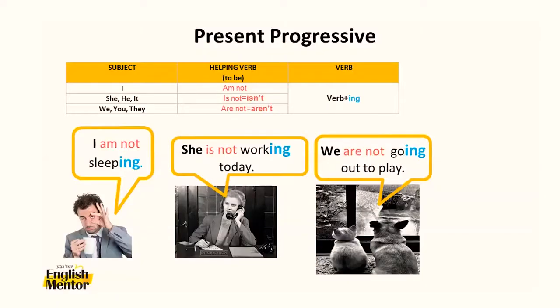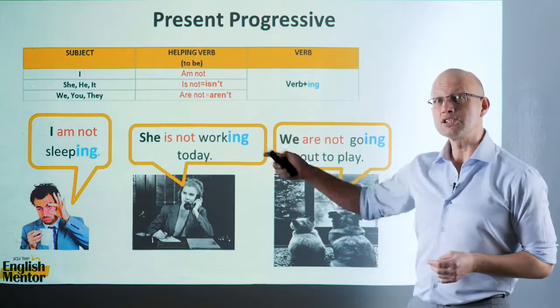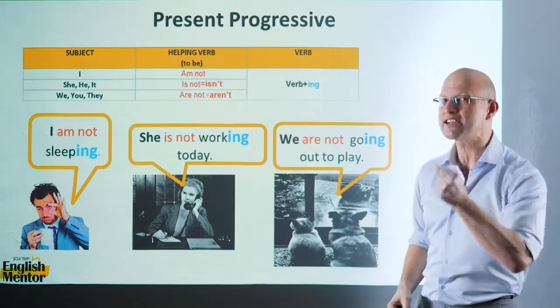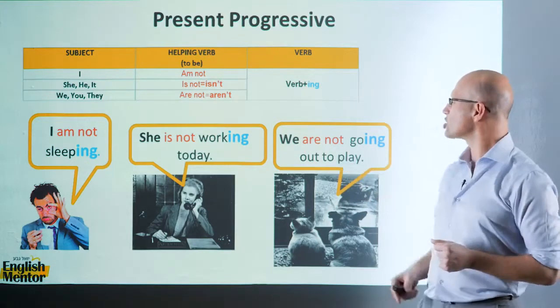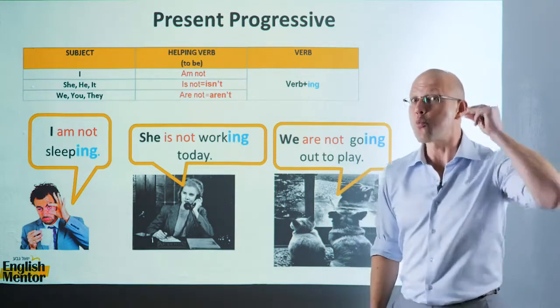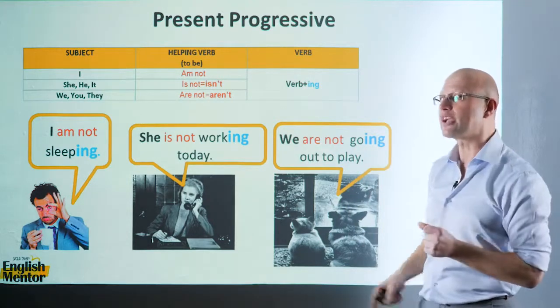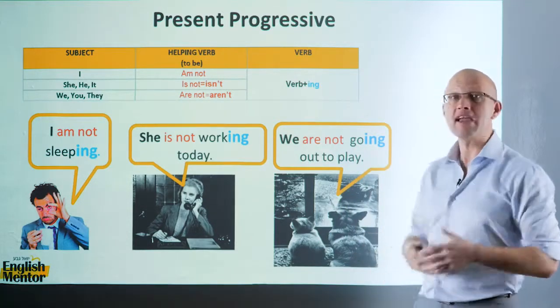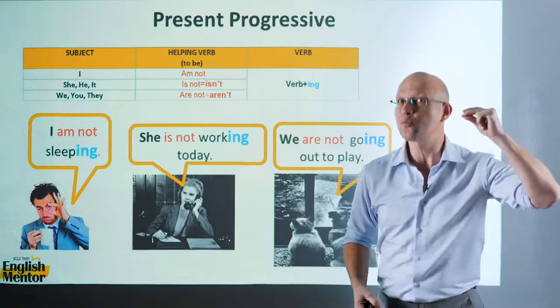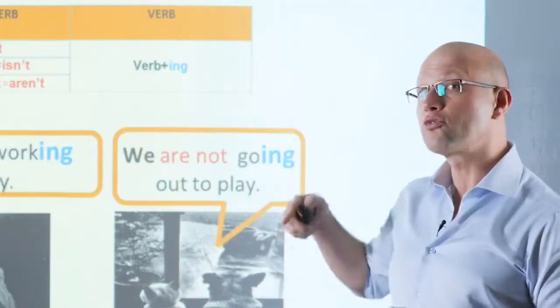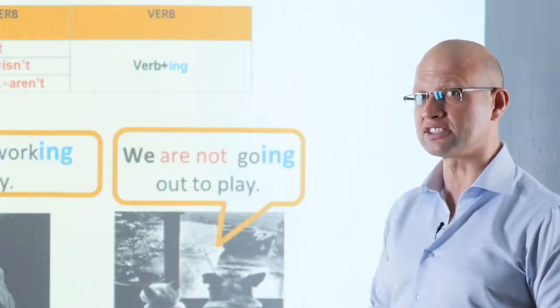I am not sleeping. Notice the to be verb, am, helping verb, and sleeping has an ing on it. She is not working today. She's not working today. We are not going out to play. They may go out to play all the time, but right now we are not going to play. All right, now, negative sentences.